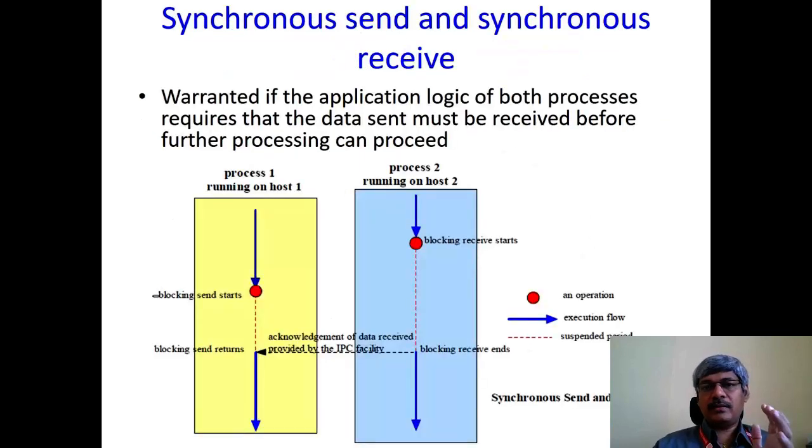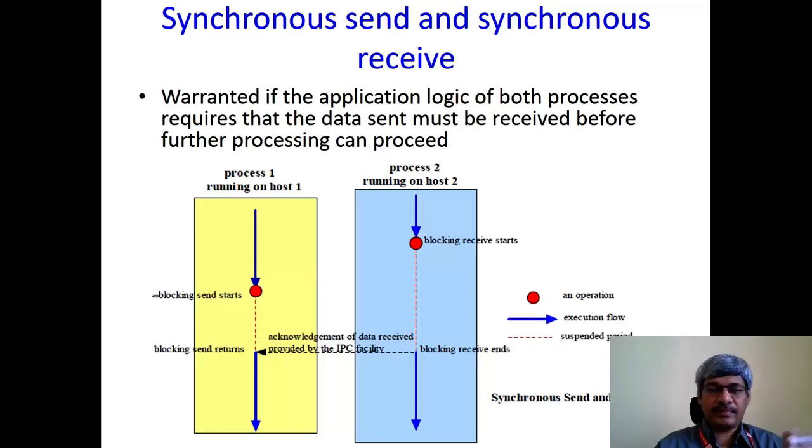We have already discussed the different operations in inter-process communication: connect, disconnect, and then send and receive. Out of these, send and receive are used quite a lot. So let us try to see different combinations of these send and receive operations, in terms of synchronous and asynchronous. The first one could be synchronous send and synchronous receive.